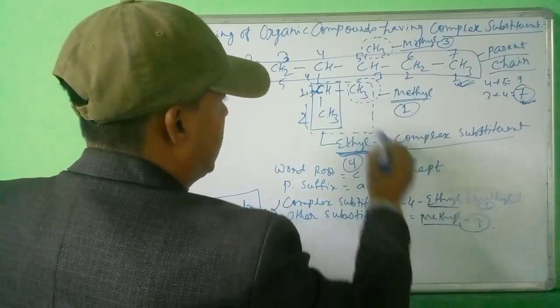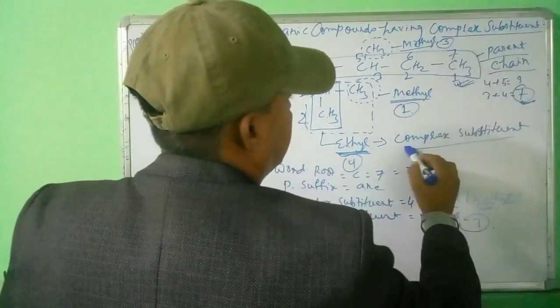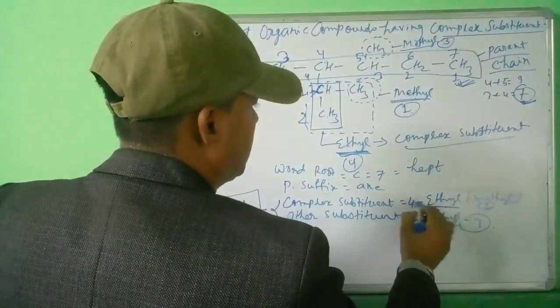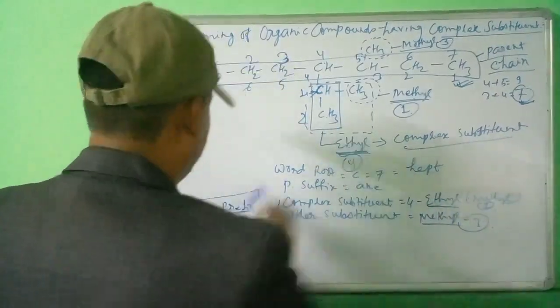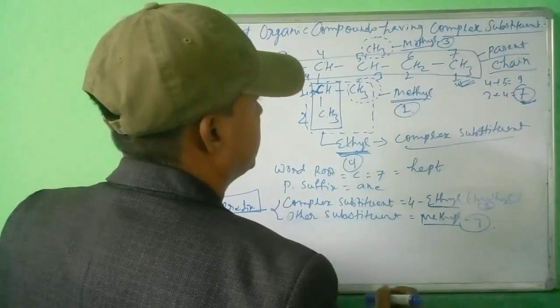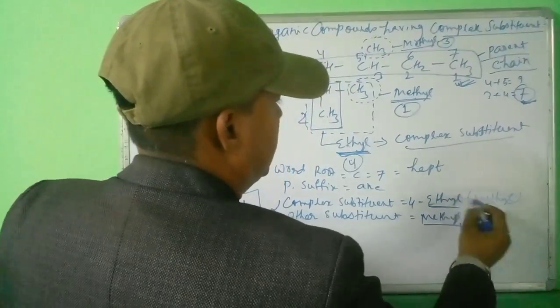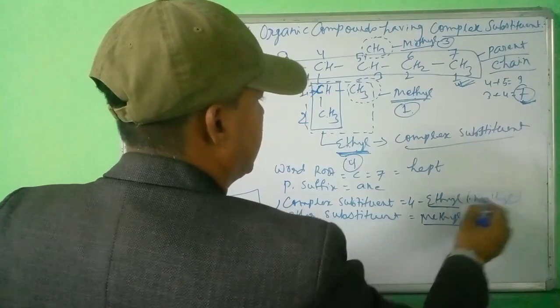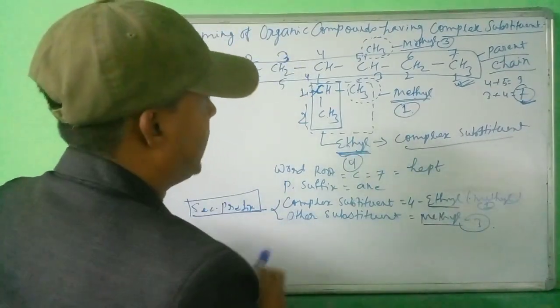In the case of the complex substituent ethyl, the position of the complex substituent, 4, is written outside the bracket, while the term ethyl and methyl with the position of methyl is written inside the bracket.